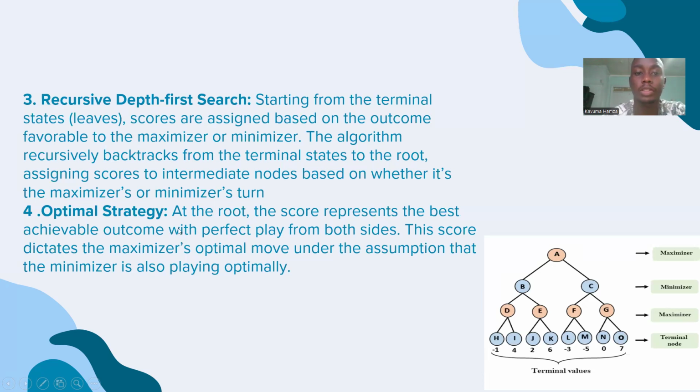The fourth step is the optimal strategy. At the root, the score represents the best achievable outcome with perfect play from both sides. This score dictates the maximizer's optimal move under the assumption that the minimizer is also playing optimally.